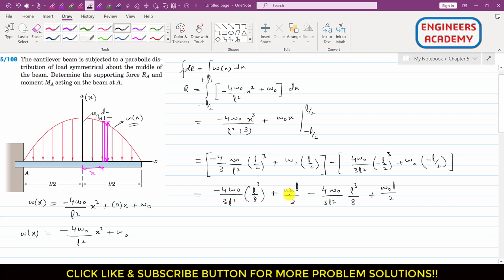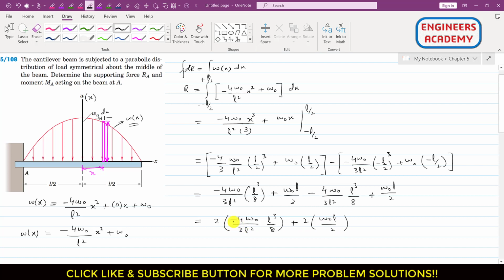So now we will add up both of these terms, right? So this is 2 times, so we will write that this is 2 times minus 4 omega naught divided by 3 L square into L cube divided by 8, right? And similarly both of these terms are similar terms, so there will also become 2 times, right? So this is 2 into omega naught L divided by 2, right?